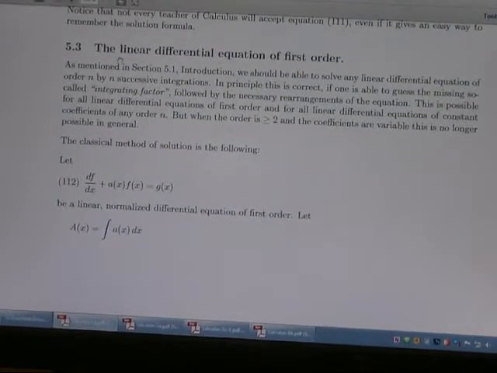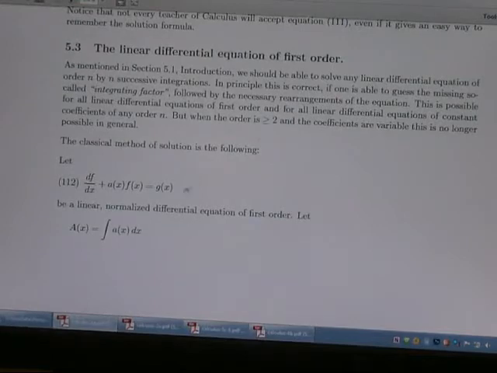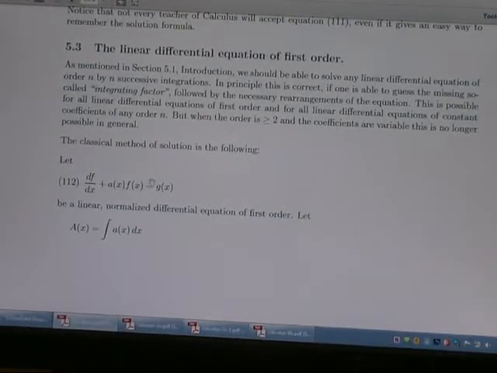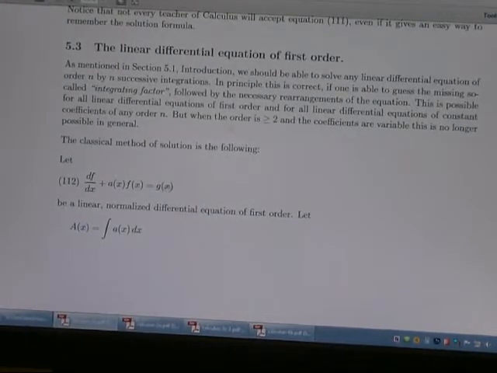So this is a linear differential equation of first order. For a linear differential equation of first order, we write down the generalized format df by dx plus a(x) f(x) equal to g(x). In this case our final answer is given in terms of A(x), which is equal to the integration of a(x) dx.